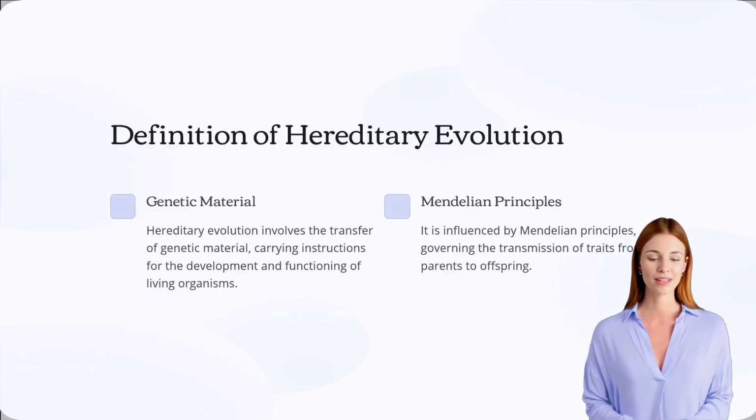Hereditary evolution is the process of passing down genetic material from one generation to the next. This material contains instructions that govern the growth and functioning of all living organisms. This transmission of traits is guided by Mendelian principles, which establish how characteristics are passed down from one generation to the next.